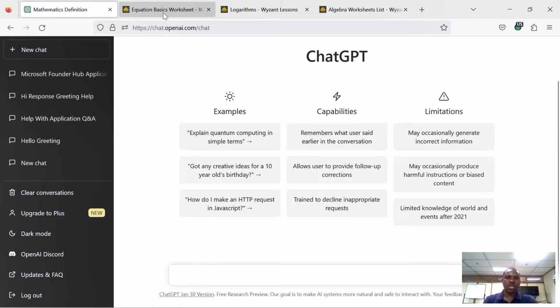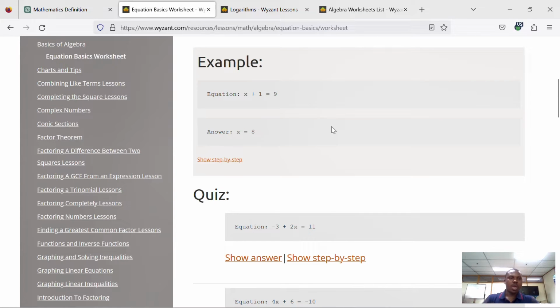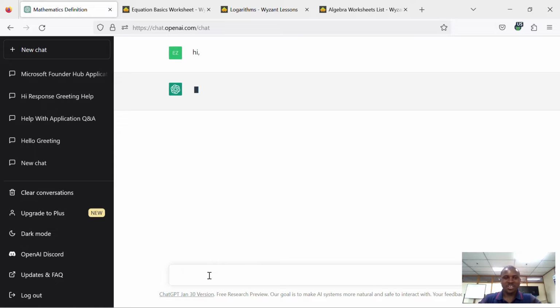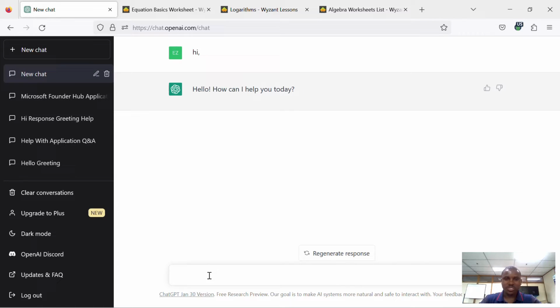So team, today we are just going to start with the algebra. I'm using this website wisant.com. I'm just going to take the examples here and then put it to ChatGPT and see what we can get. So team, let's start. Let me just say hi and see the response that we get from ChatGPT. You see, how can I help you today?